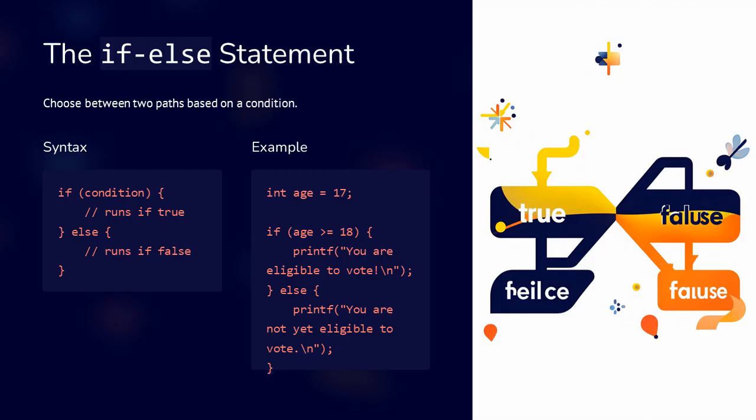Now since the condition is false, the true part will be skipped and the execution will start directly from else. In else, we are given the print statement, you are not eligible to vote. So the output for this sample code will be, you are not eligible to vote, because the condition age >= 18 is not satisfied, since the initial value of age is 17.